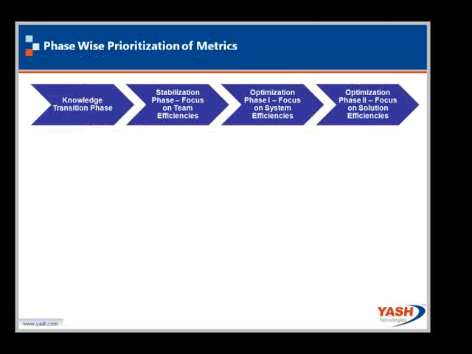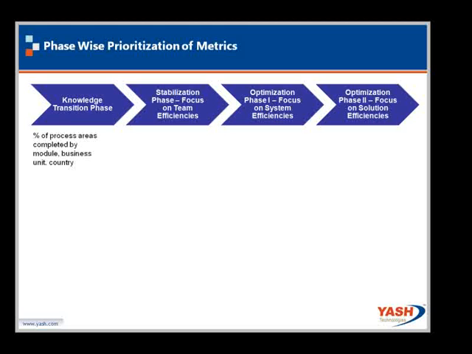Now, this is a slide where I'm going to spend some amount of time, where we are going to look at the phase-wise prioritization of metrics. As we talked about, there are 4 generic phases: the knowledge transition or knowledge acquisition phase, the stabilization phase, optimization phase 1 and optimization phase 2, which is basically focused on solution efficiencies.